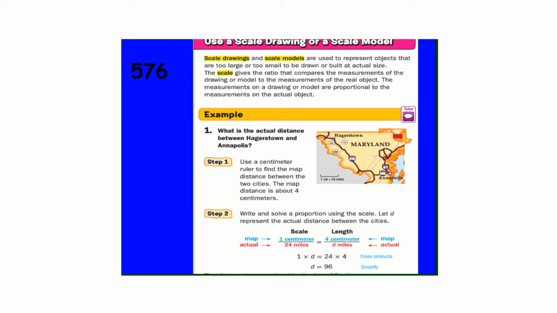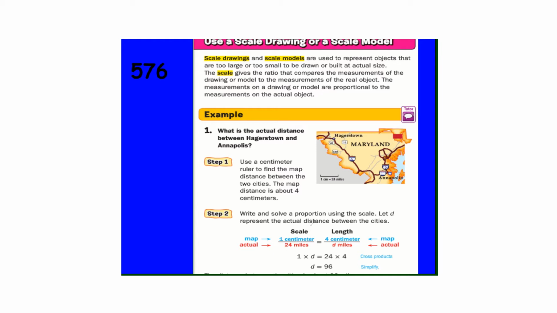So number one, an example is a map. What is the actual distance between Hagerstown and Annapolis? So if we measure them, it's about 4 centimeters. And if you look at the key on the map, it says 1 centimeter is 24 miles. So make a proportion. 1 centimeter is 24 miles. This is what it tells us.